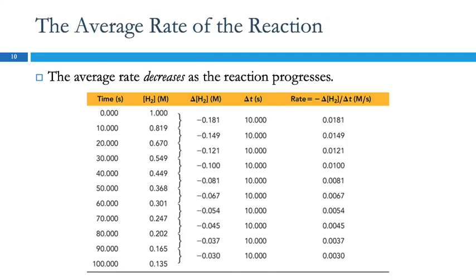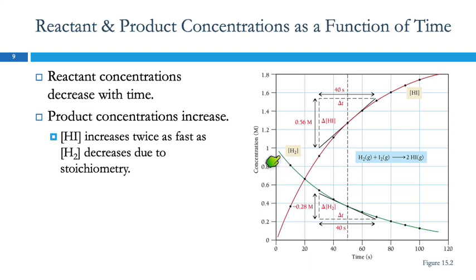Well, oftentimes the average rate changes as the reaction progresses. Let's go back and look at this graph. The rate is the slope at any given point. Well, the slope here is higher than the slope here. So the rate is continually changing.